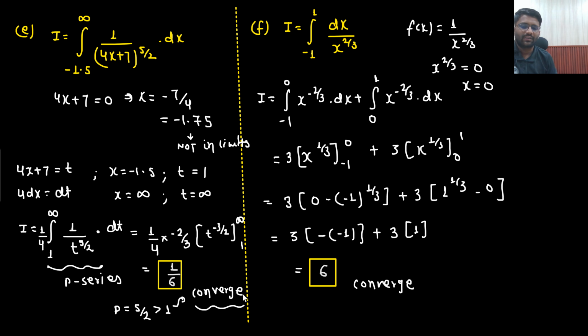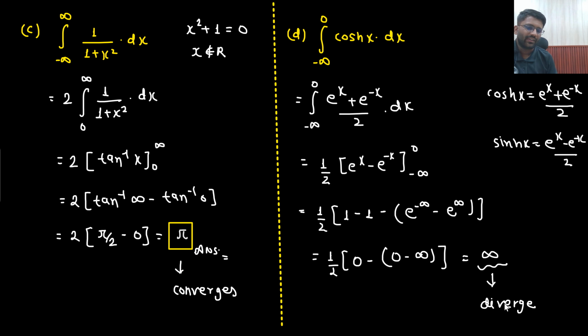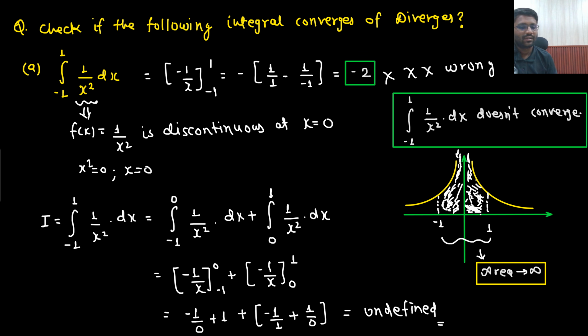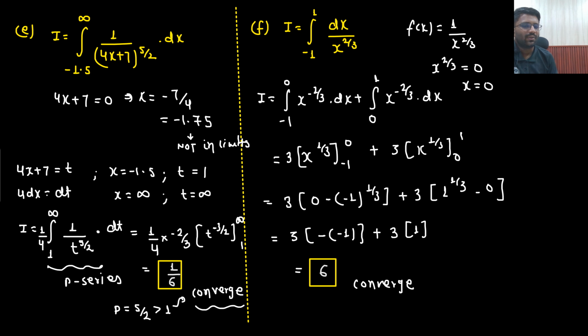Understandable? So here it converges, here it converges, here it will diverge, and here it will converge. So this is how we need to solve. Sir, in engineering we used to study this test, P test, mu test, all these kinds of tests are not necessary. Only the P series is necessary.